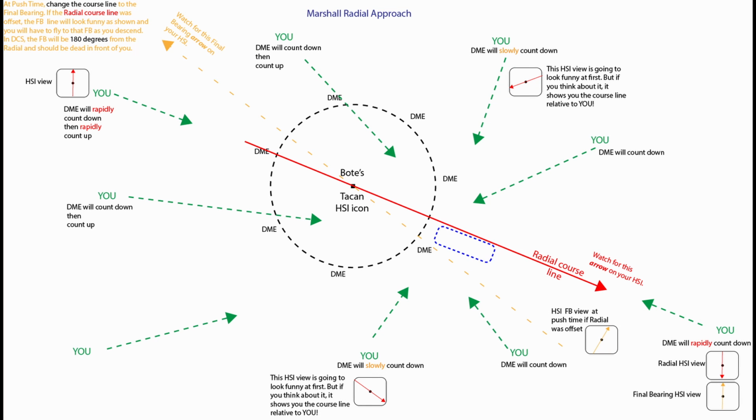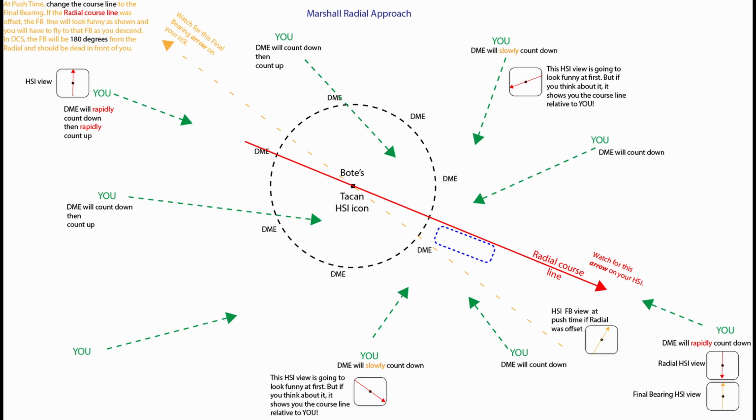OK. Keeping the radial relationship in mind, the HSI views are shown in black, with red depicting the radial relationship and the yellow depicting the final bearing views. DCS and real-world carrier operations might differ a bit here. But the difference is important, and it is recommended that, even though the final bearing and DCS's ATC assigned radial will be directly 180 degrees in opposition, it would be a good habit to develop, by flying to the actual radial and then switching to the final bearing. At push time, there would be a change of the course line to the final bearing.